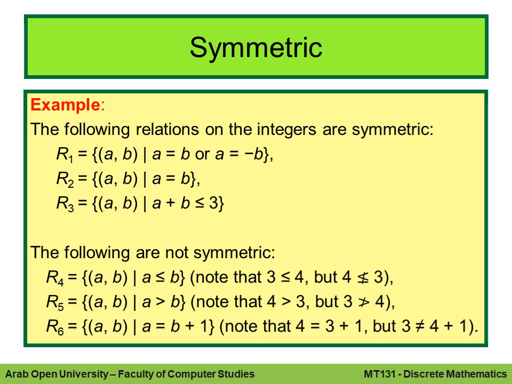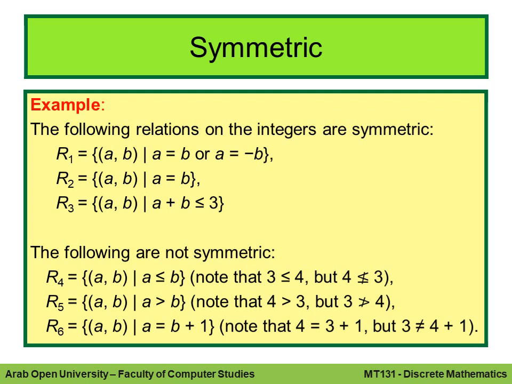Here are examples of relations that are not symmetric. (A, B) such that A is less than or equal to B. This is not symmetric because, for example, 3 is less than or equal to 4, so 3 is related to 4, but 4 is not less than or equal to 3, so 4 is not related to 3. This is not symmetric. I think this one will be antisymmetric.